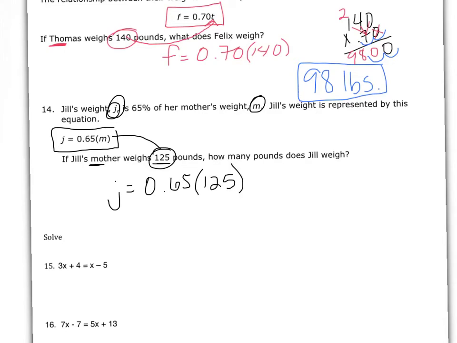So that means I need to multiply 125 times 0.65. So that's 25, 12, 6. Done with those, and I'm done with the 5.